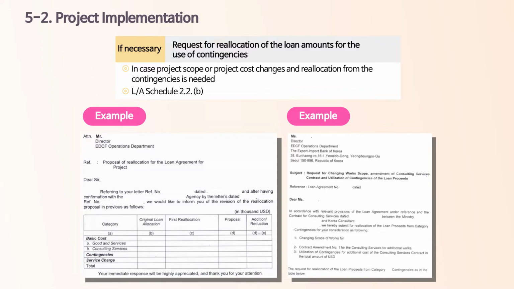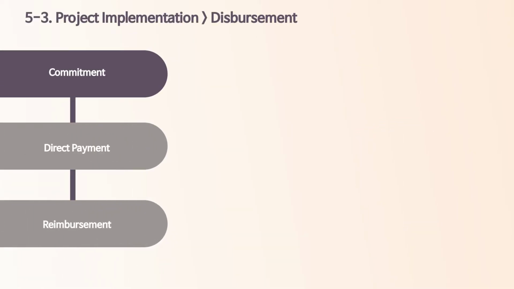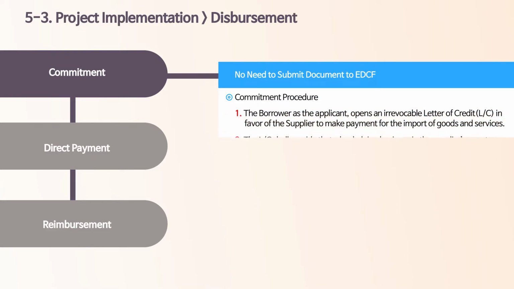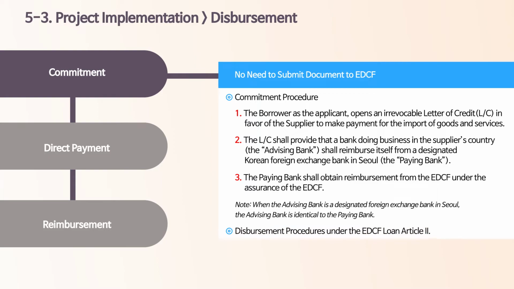Now, let's move on to the disbursement procedure. 3 payment methods are available under the EDCF loan, which are commitment, direct payment, and reimbursement procedure. First, under the commitment procedure, the borrower should arrange a letter of credit issued in favor of the supplier. As a letter of credit itself acts as a disbursement application, the borrower is not required to submit documents directly to EDCF.